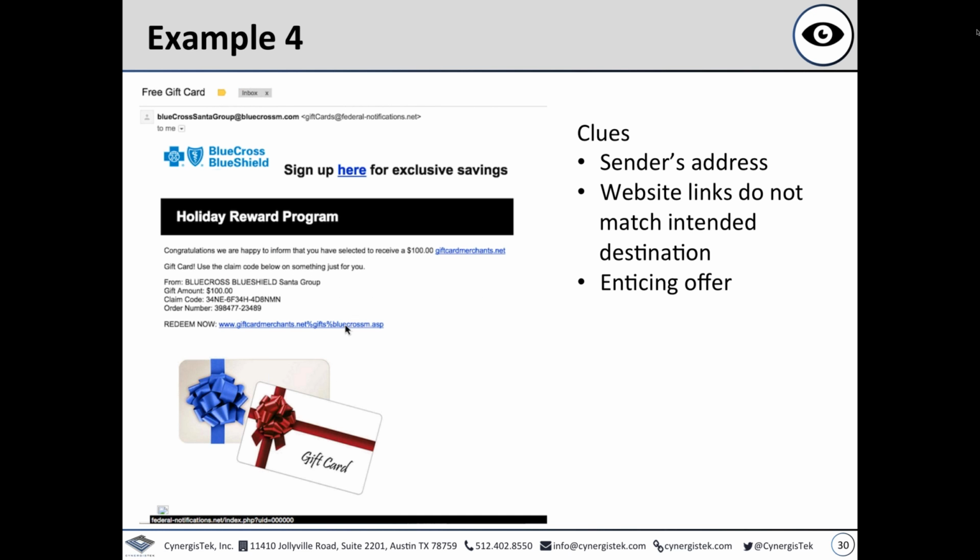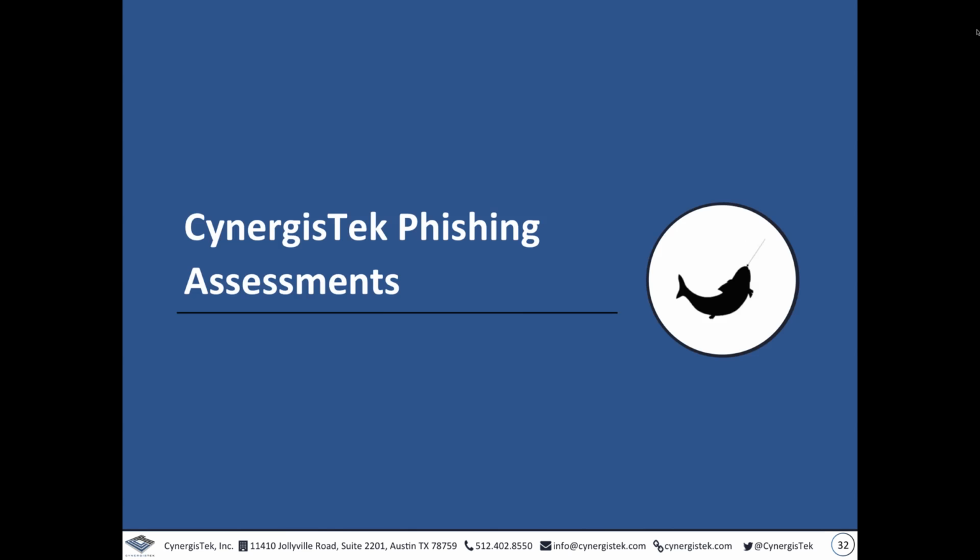In this example, this is a little bit more targeted. Here, once again, though, we have the sender's address not matching the actual sender address. This one was targeted against a Blue Cross Blue Shield affiliate. And then here we have Blue Cross Santa Group sending out some gift cards around holiday time. So anybody who wants $100, all you have to do is click this link. That's your enticing offer. All these links lead to the same place. We see the hover link here is, of course, taking them to federalnotifications.net, which isn't even a domain that really fits the context or the pretext for this type of phish.